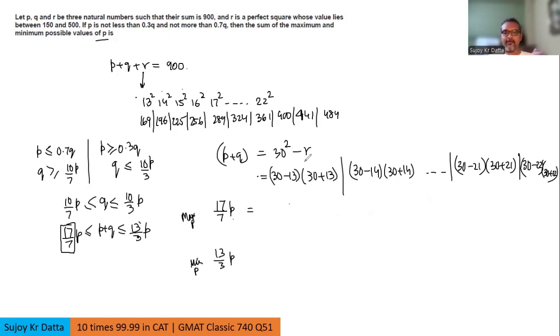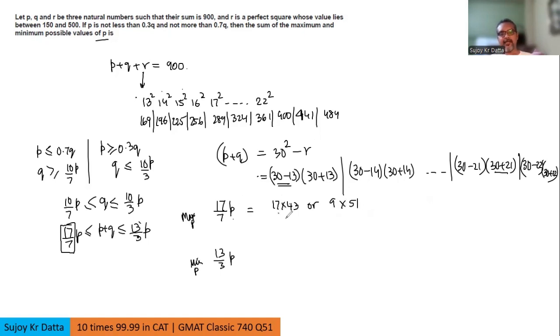Now for the maximum P, we have to decide what number R to plug in. And observe that there is a 17 on top, so we need to have on this side a multiple of 17. One thing that immediately comes to your mind is 30 minus 13 is 17. So if I use this, that is 17 times 43. Any other number which would also give me a 17 would be here, 30 plus 21, which is 51. So 30 minus 21 is 9.